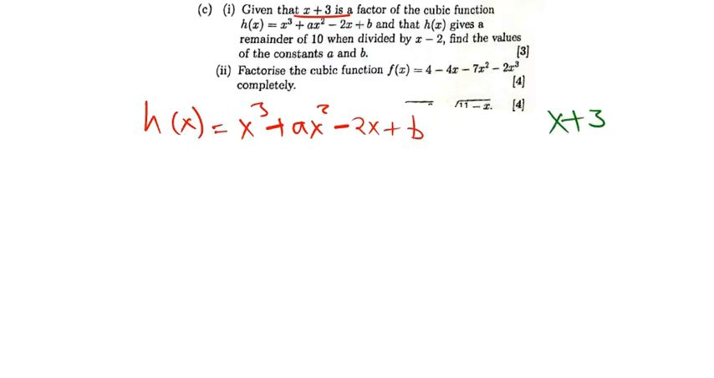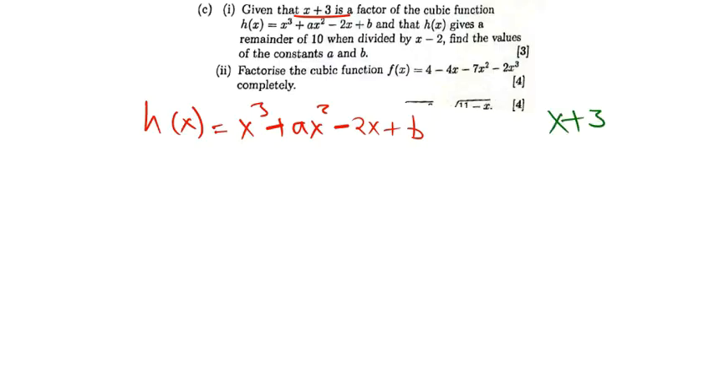C1, given that x plus 3 is a factor of a cubic function, so a cubic function is h of x, is equal to x to the power 3 plus ax squared minus 2x plus b. So what is our cubic function? Now, given that x plus 3 is a factor, just that first part can give us an equation. Given that x plus 3 is a factor, take note of that.